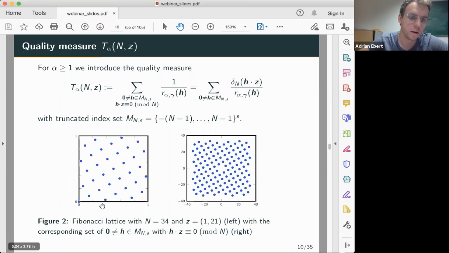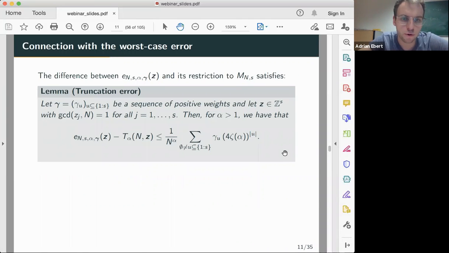You can see here, for an example lattice like this on the left-hand side, our set of indices in the set MNS with the additional condition that the indices lie in the dual lattice would look like this. And basically, the number of coefficients that lie in that set then determines how large the value of the quality measure is. Yeah, and so this quality measure can be immediately related to the previous worst case error for our function space.